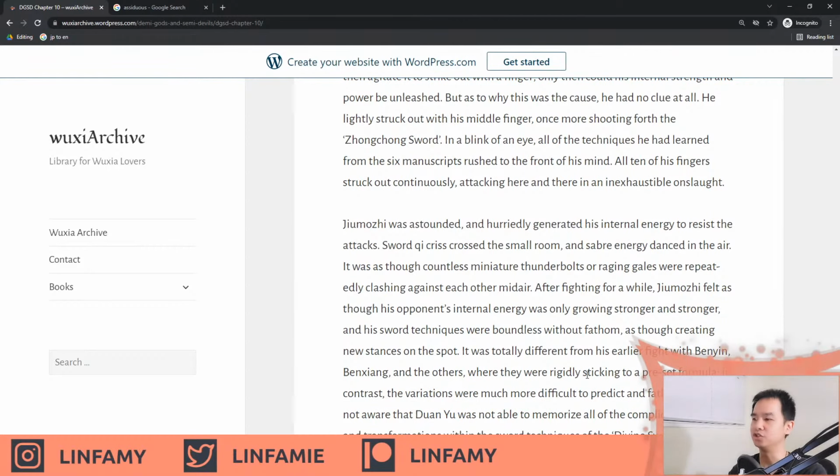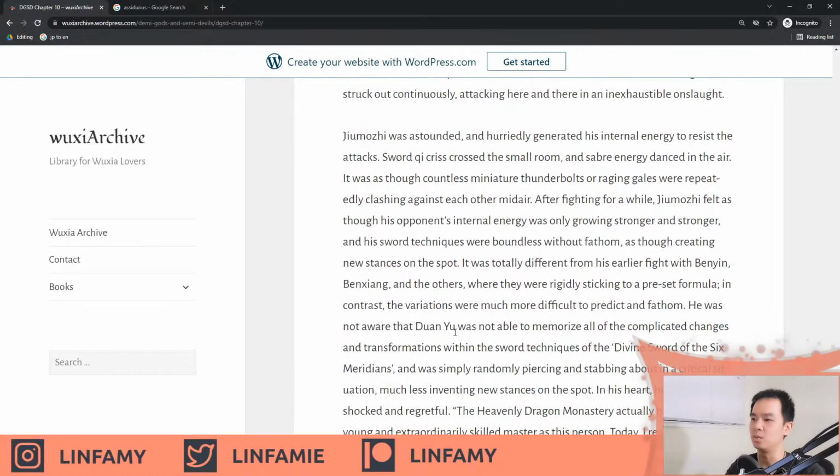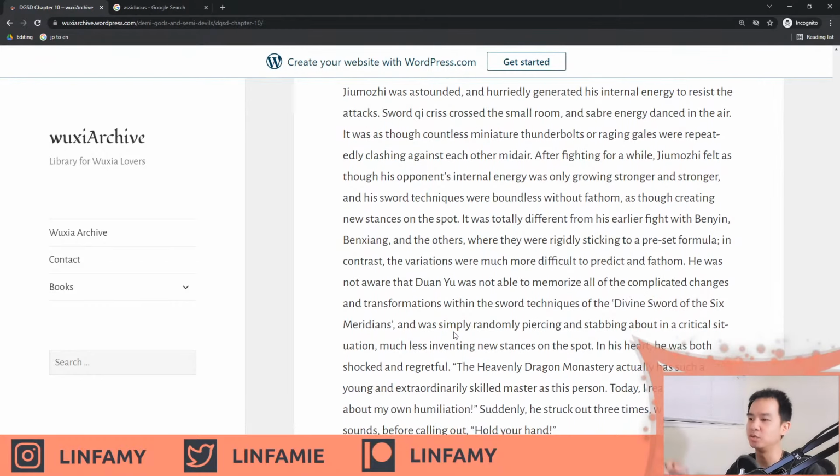After fighting for a while, Jiyomotsu felt as though his opponent's internal energy was only growing stronger and stronger, and his sword techniques were boundless, without fathom, as though creating new stances on the spot. It was totally different from his earlier fight with Wen Yin and Wen Xian and the others, where they were rigidly sticking to a preset formula. In contrast, the variations were much more difficult to predict and fathom.